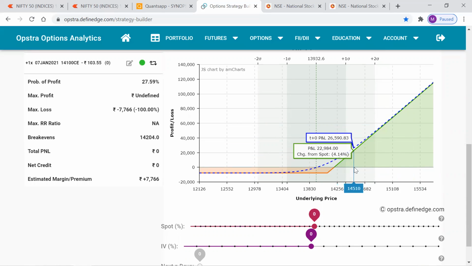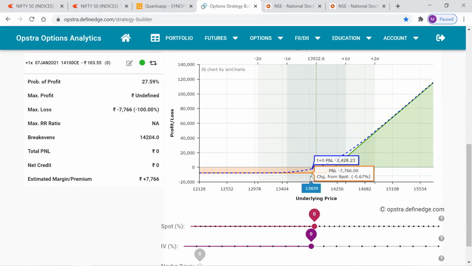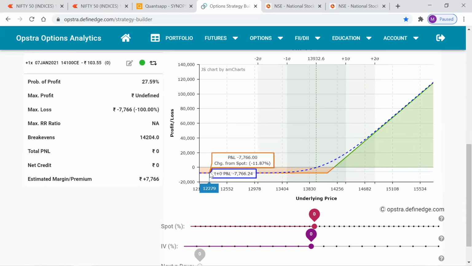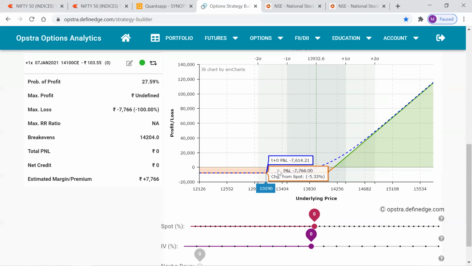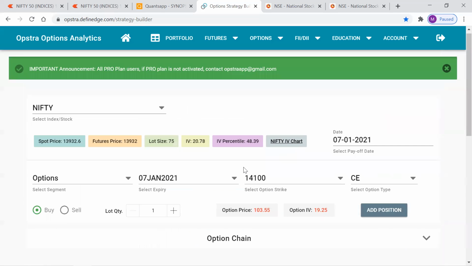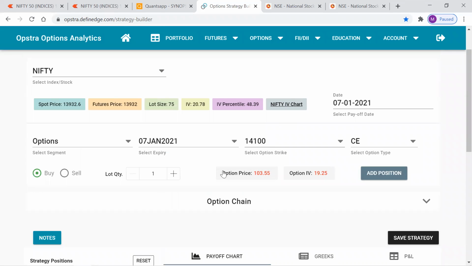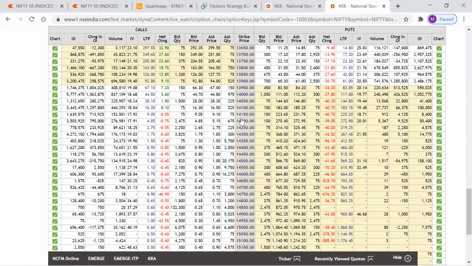Instead, if it's not crossing 14,150 before 7th of January, then look at your loss. Your loss is 7,766 only. Even if the Nifty falls down to 2,000 or 5,000 or zero, something else below 13,000, you're going to get the same loss, which is limited, which is 7,766 only. Okay, so you just need to get the view right. That's it. So this is all about strike prices.